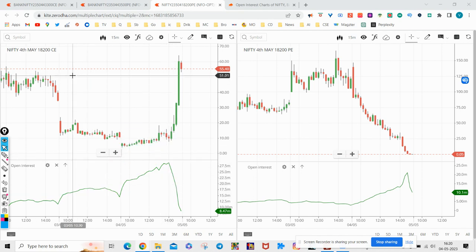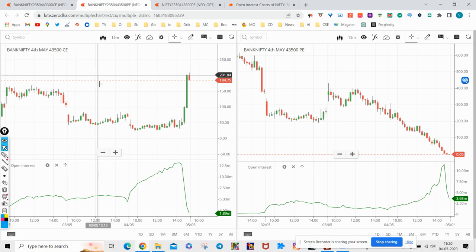18200 was the resistance for Nifty, and for Bank Nifty it is 43,500. You can see that it starts to unwind fiercely at around 2:30. So from 2 o'clock the move actually started, especially when the breakout happened. This is how the moves happen in general.